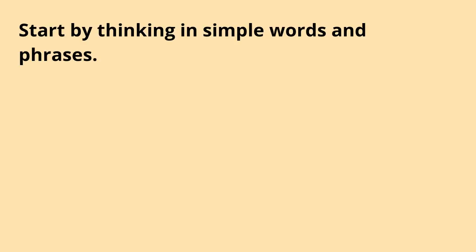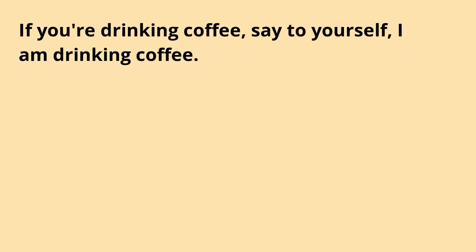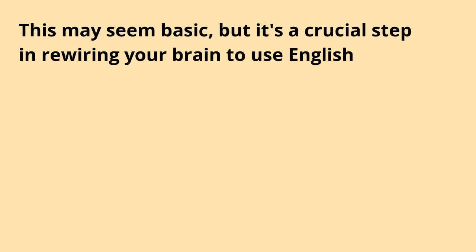Start by thinking in simple words and phrases. Throughout the day, describe what you see and what you are doing in English. If you're drinking coffee, say to yourself, "I am drinking coffee." When you walk to work, think, "I am walking to work." This may seem basic, but it's a crucial step in rewiring your brain to use English automatically.